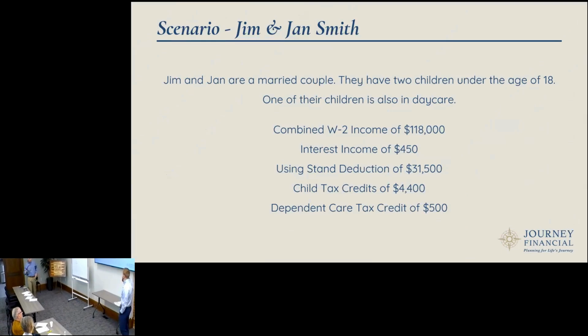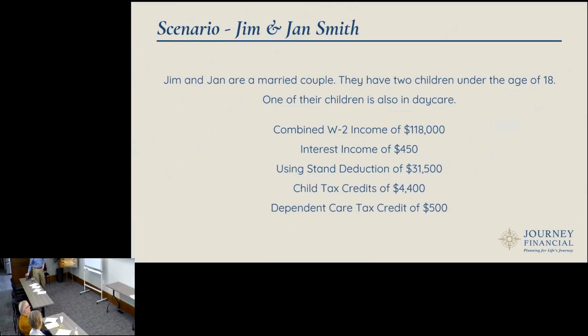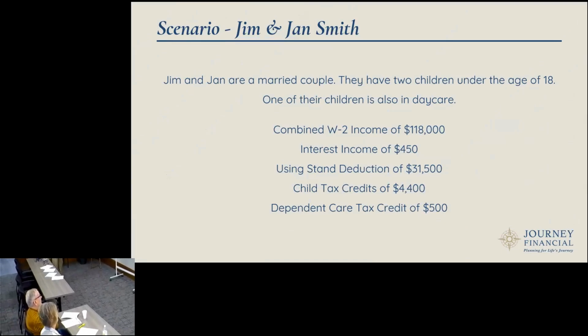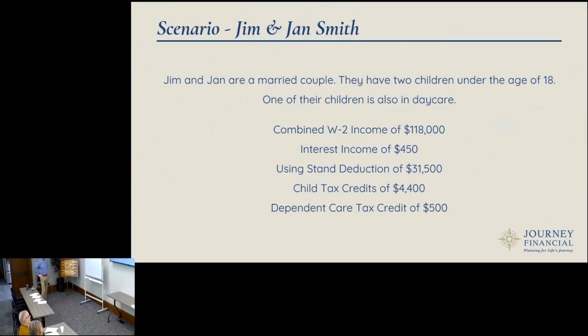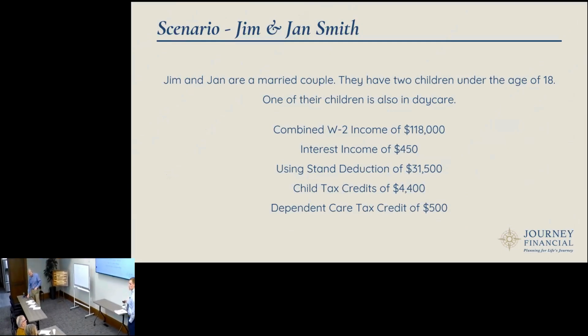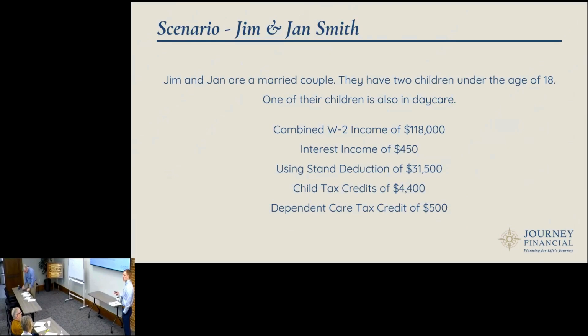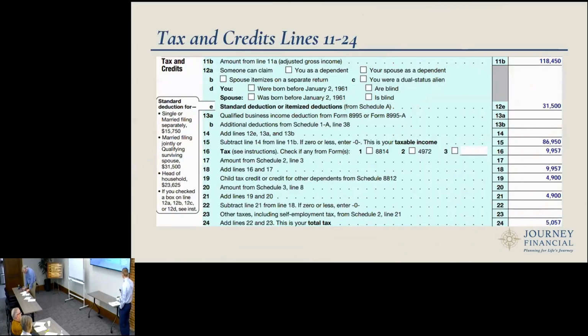So the couple has combined W-2 income of $118,000, interest income of $450, just taking the standard deduction for them. They'll get the 2 child tax credits of $4,400, or $2,200 per child. And then they'll get the dependent care credit of $500.